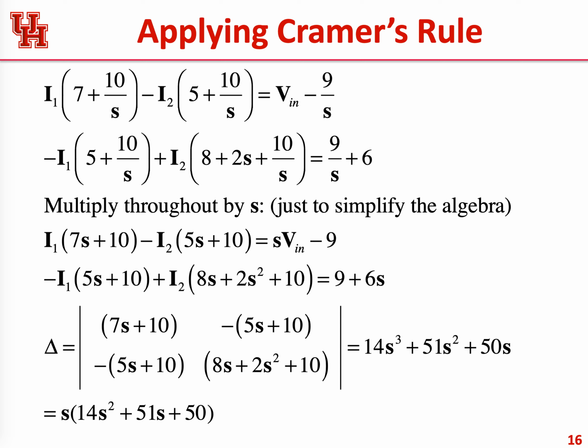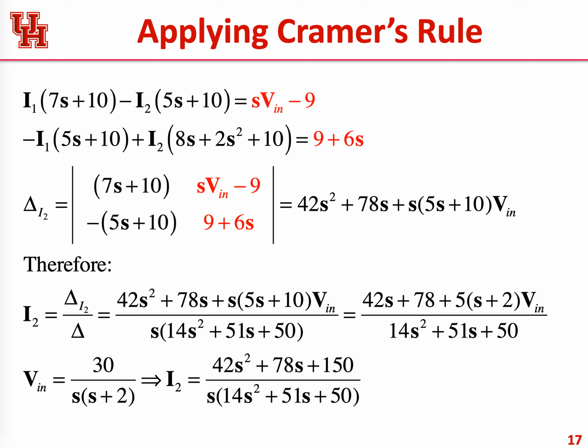So anyway, if you expand all this out, the final answer turns out to be 14s cubed plus 51s squared plus 50s. Now in doing this, I think you have to be very careful in how we write our 5s and our s's, so we don't mix them up. That's one of the things to keep in mind as we do this handwritten work. So s is common, so I can take out s, leaving 14s squared plus 51s plus 50, right? This is equal to delta.